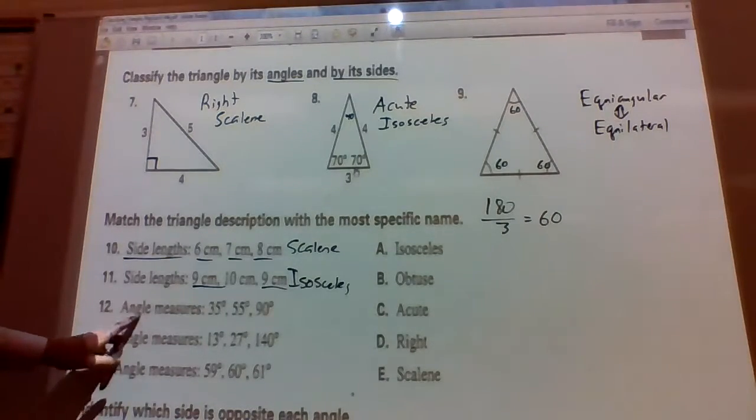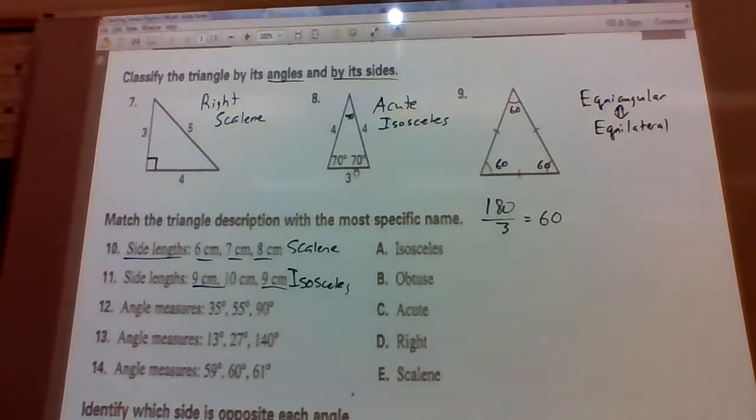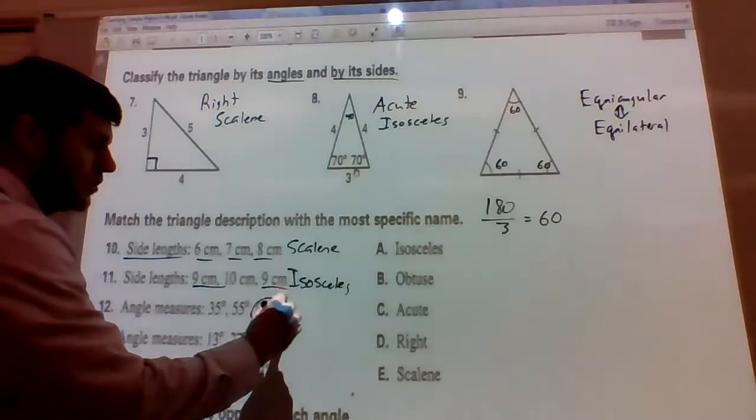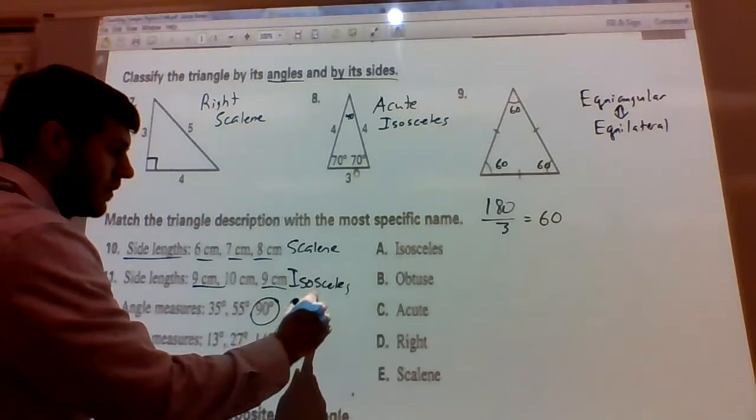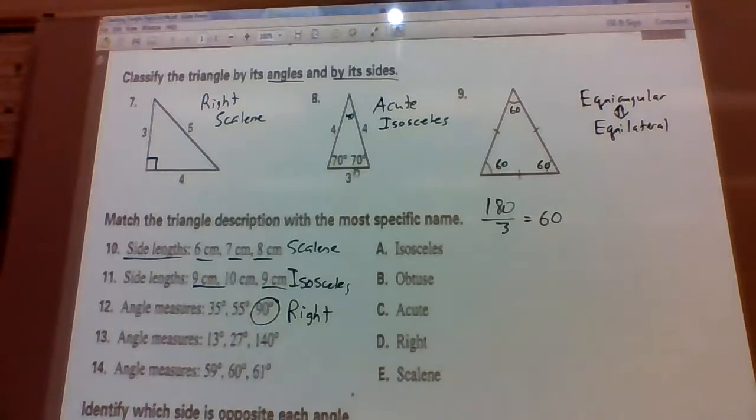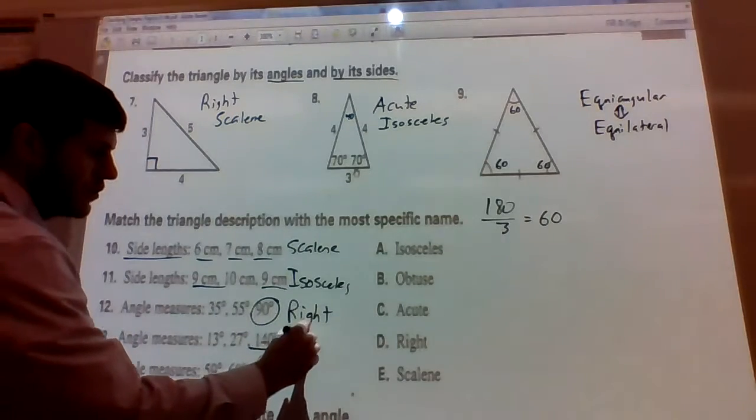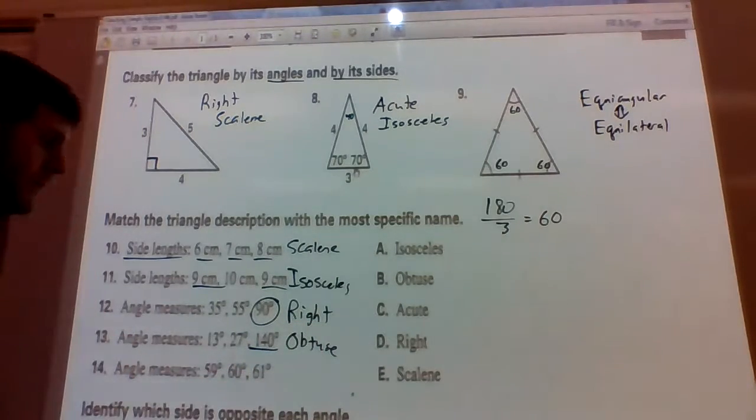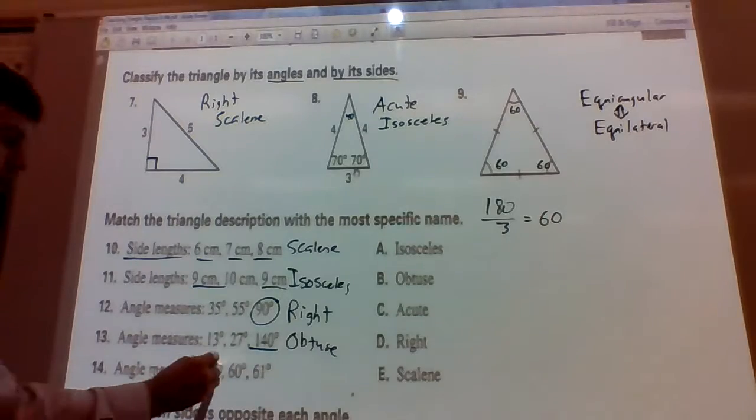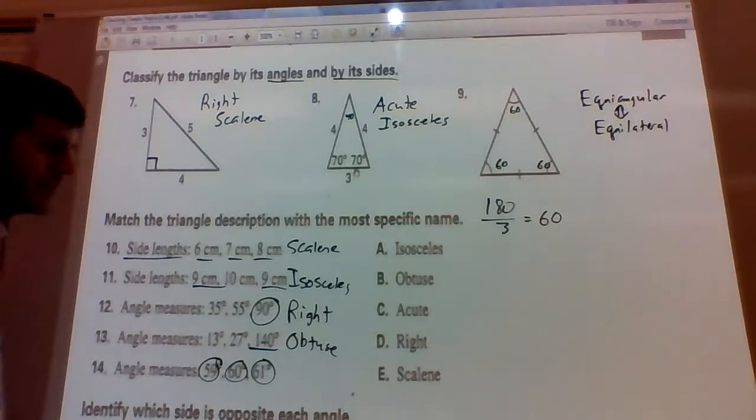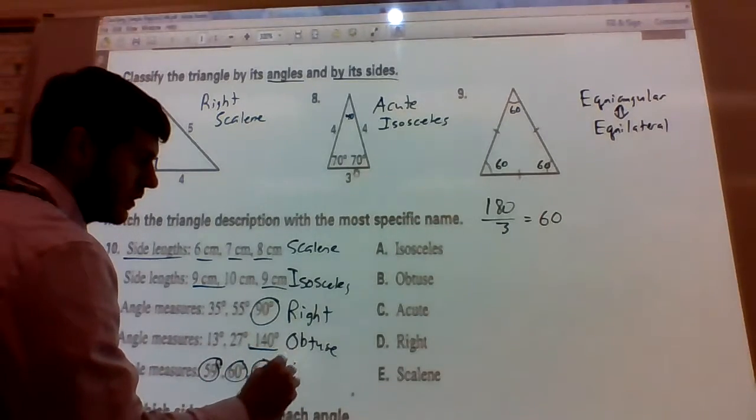The last 3 are angle measures. So for the last 3, it's either going to be acute, obtuse, right, or equiangular. So 35, 55, and 90, we notice we have a 90-degree angle, so it's going to be a right triangle. Okay, we have in 13, 13, 27, and 140, we notice that 140 is bigger than 90, so we have an obtuse triangle. We notice for 14, 59, 60, and 61 are all less than 90, so it's going to be an acute triangle.